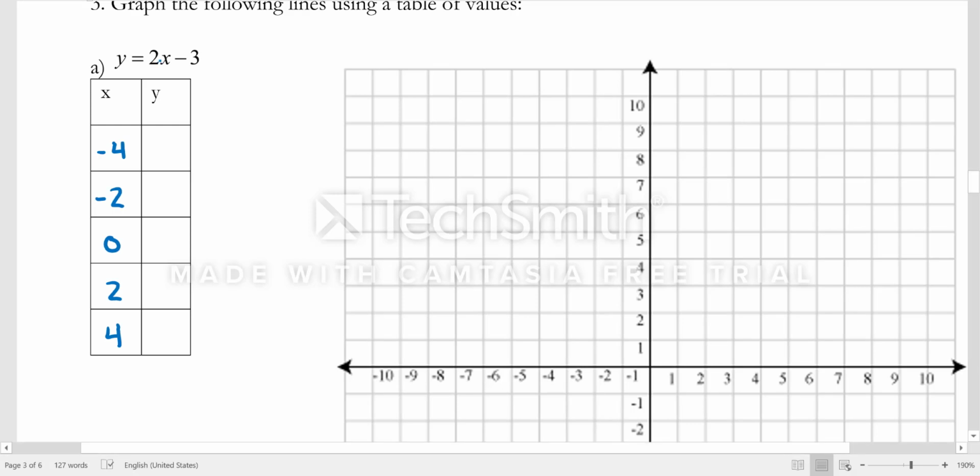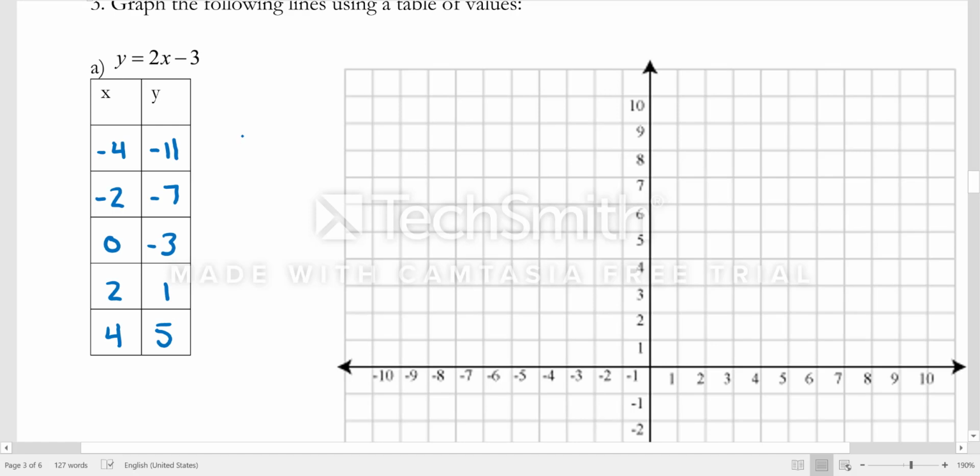Okay, so for the first one, 2 times negative 4 is negative 8, minus 3 is negative 11. 2 times negative 2 is negative 4, minus 3 is negative 7. 2 times 0 is 0, minus 3. You see the pattern emerging right now, moving by 4, by 4, by 4. The next one's probably going to be 1. So 2 times 2 is 4, minus 3 would be the 1. And again, this is going up by 4, so the next one should be 5. So 2 times 4 is 8, minus 3 is a 5.